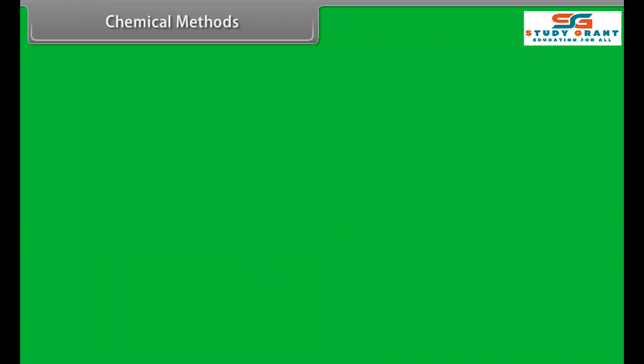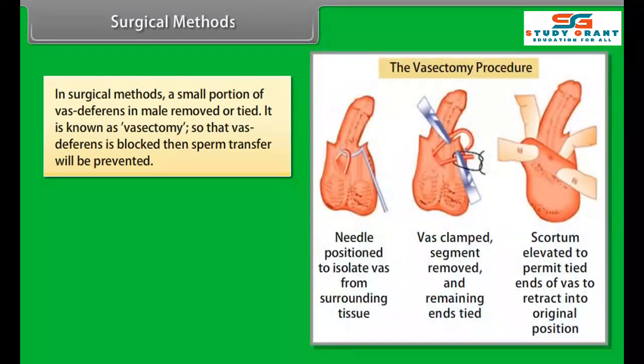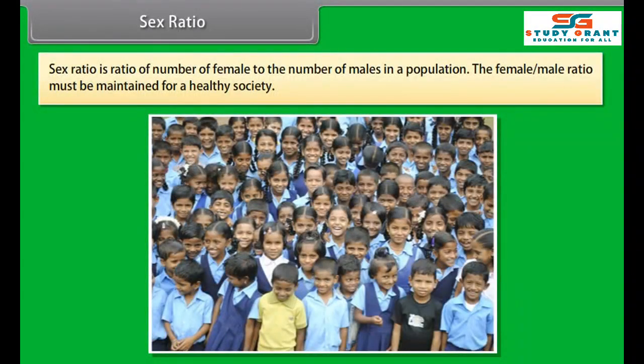The use of intrauterine contraceptive devices, IUCDs, prevents implantation in the uterus. This device is a copper T placed safely inside the uterus by a doctor. Chemical methods. In chemical methods, specific drugs are used by females, which are of two types: oral pills, vaginal pills. Oral pills are also called oral contraceptives, which act by changing the hormonal balance of the body so that eggs are not released and fertilization cannot occur.